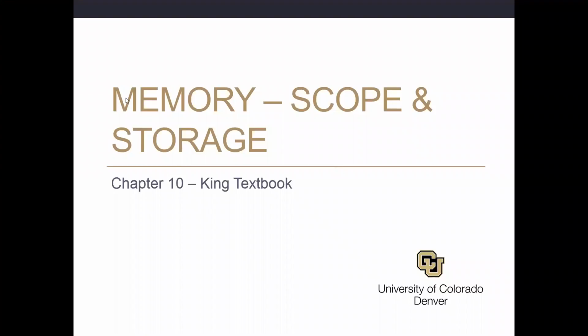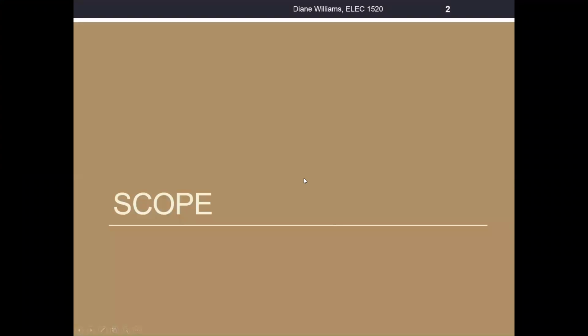We've been learning about scope and storage all semester without formally defining them. And now in Chapter 10 of King in our study of C, we're going to more formally define them and go over some of the things we already know, hopefully learn a couple of things we may not know.